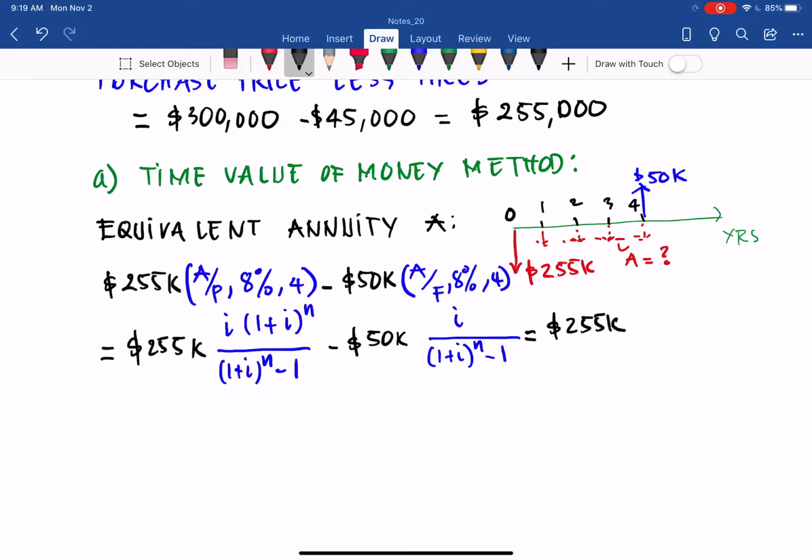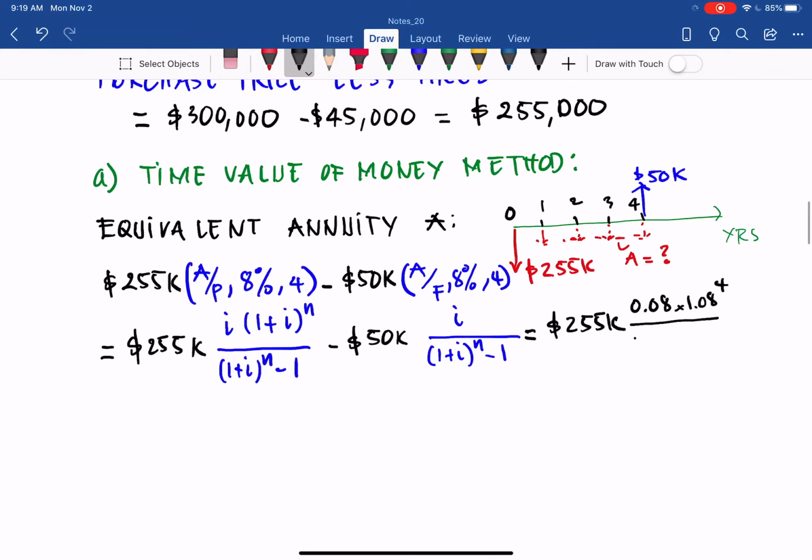So 255k. i is 8%, so 0.08. 8% plus 1, so 1.08 to the power 4, that's 4 years. And then 1.08 to the power 4 minus 1, minus 50,000. And then we have the factor 0.08 over 1.08 to the power 4 minus 1.